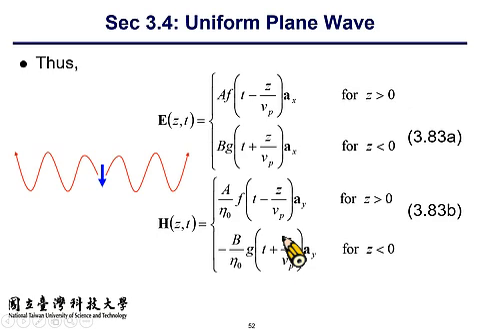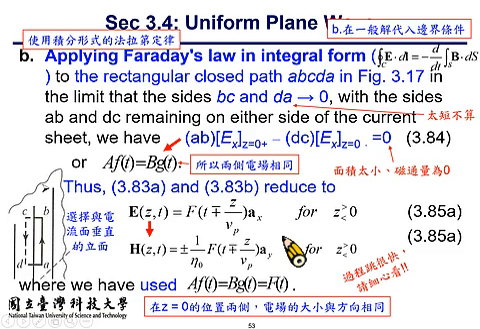However, we still need to determine what is A, what is B, what is F, and what is G, right? We still have unknowns to solve. So the next thing is to apply Maxwell equations to help us solve for the constants A, B, as well as F and G. So here, let's see what.